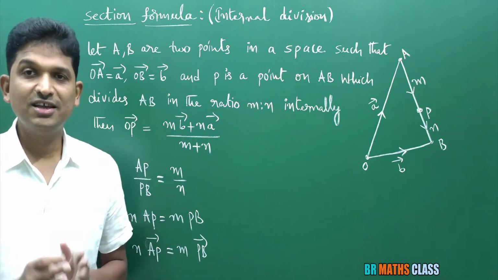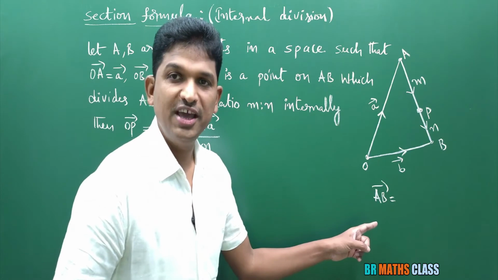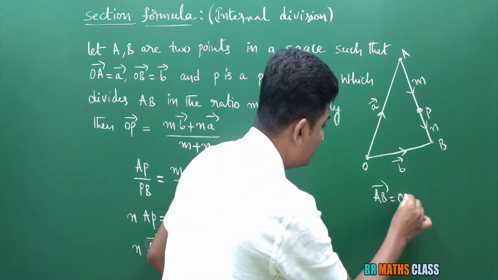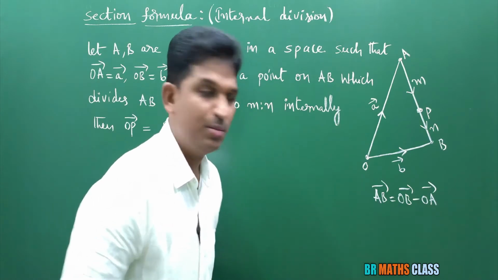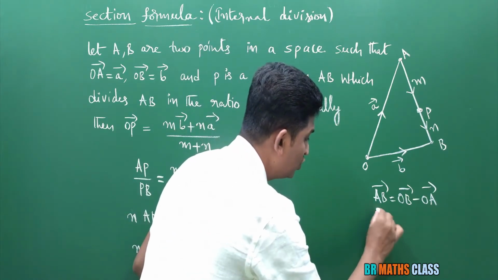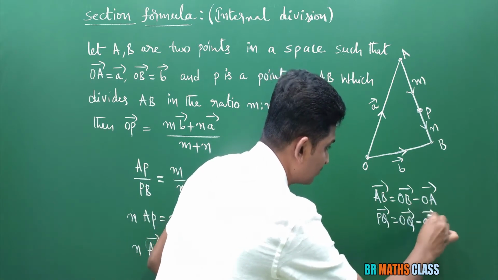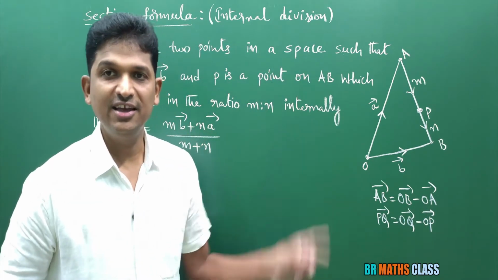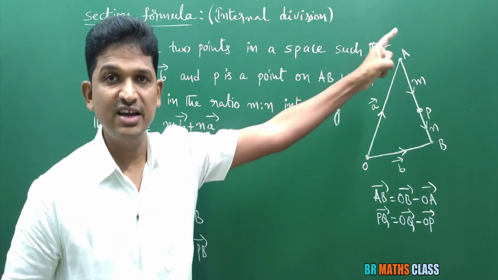In earlier classes, you learned about the triangle law of vector addition. There you came to know that AB bar can be written as OB bar minus OA bar. Similarly, PQ bar can be written as OQ bar minus OP bar. I explained this more clearly in the triangle law of vector addition video. In case you have not watched that video, the playlist link is in the cards here.